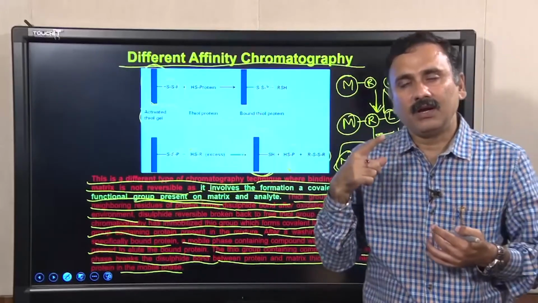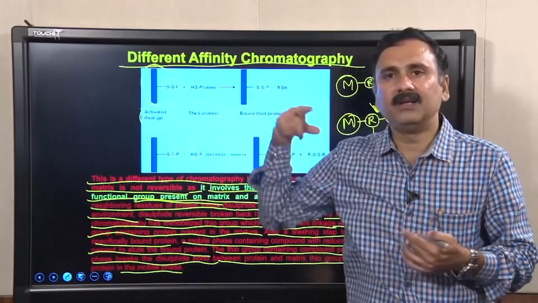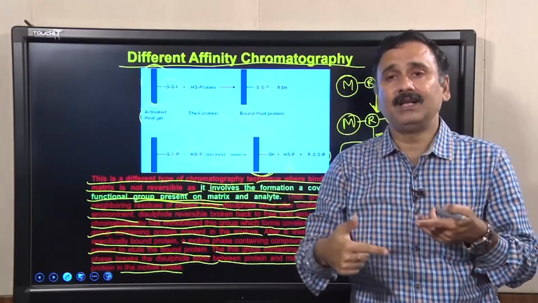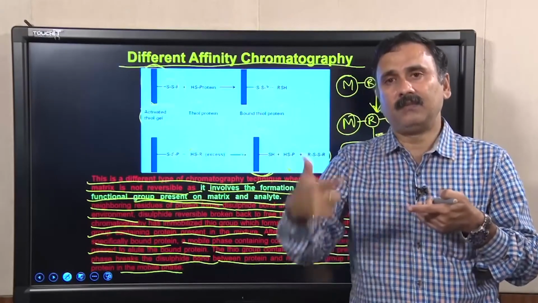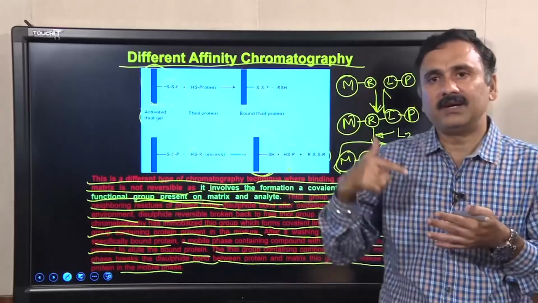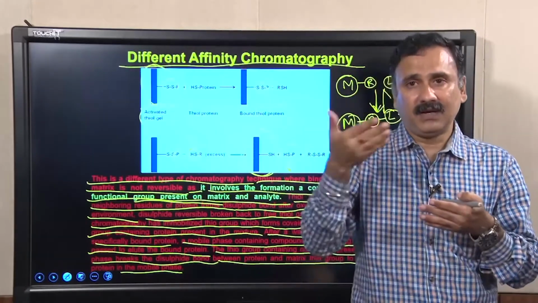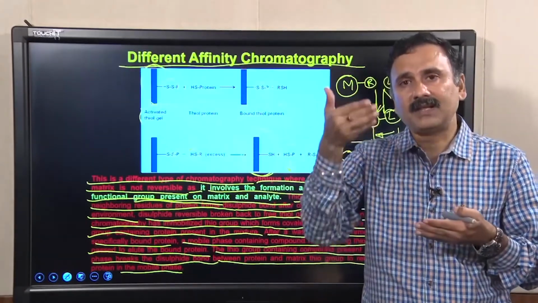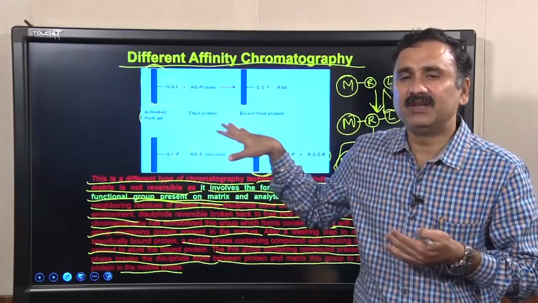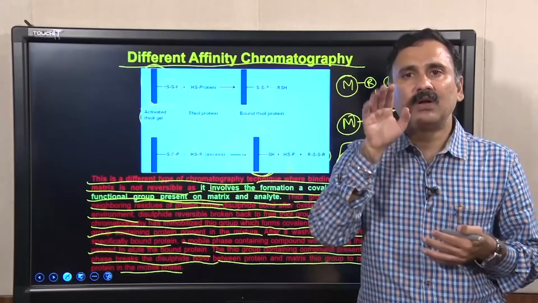because this matrix is not the same as it was in the beginning. So, you are not regenerating the thiol group, the matrix you started with. So, that is how this is an irreversible reaction, and that is why it is called covalent chromatography, where you can use these matrices, but only one time.